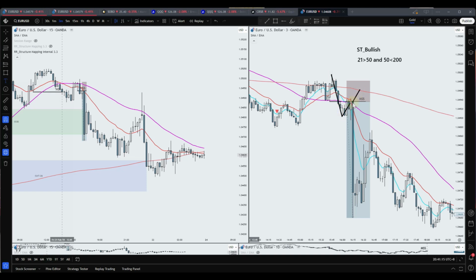Now you see that the 21 is crossing the 50 again, and once the 21 is crossing below the 50, so 21 is less than 50 here. 21 is less than 50 and 50 is less than 200. You turned into again what? Check your notes. Longer term bearish. Now based on this logic, you are again into longer term bearish, and then you see the move.